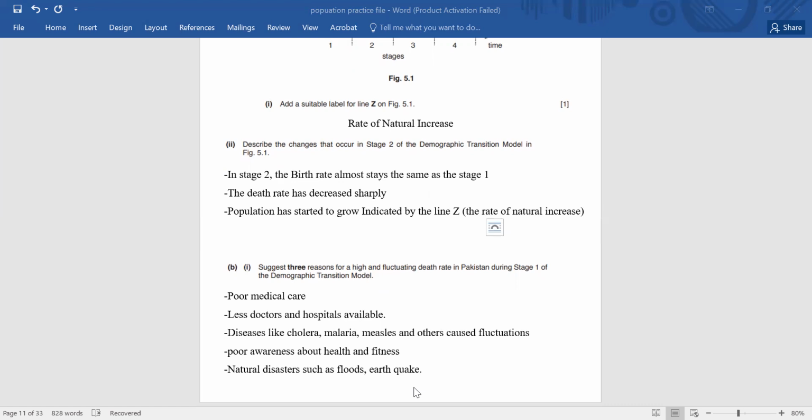There could be food shortages, there could be famines, there could be starvation periods. Further, we could talk about poor sanitation and sewage issues that would have caused high death rates. So any logical reasons that you could give here would give you marks.